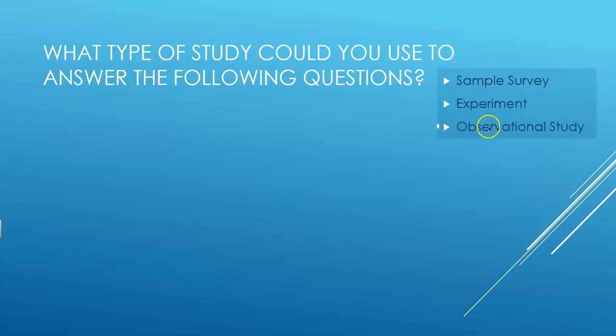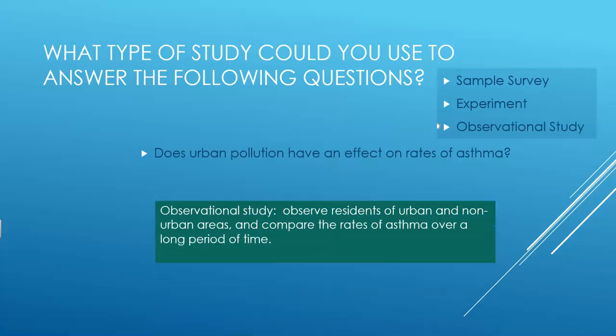So here's our three types of studies that we're doing. Which type could you use to answer the following questions? Does urban population have an effect on rates of asthma? Think about that for a little bit. We could use an observational study and observe residents of urban and non-urban areas and compare the rates of asthma over a long period of time. This is something we could do.